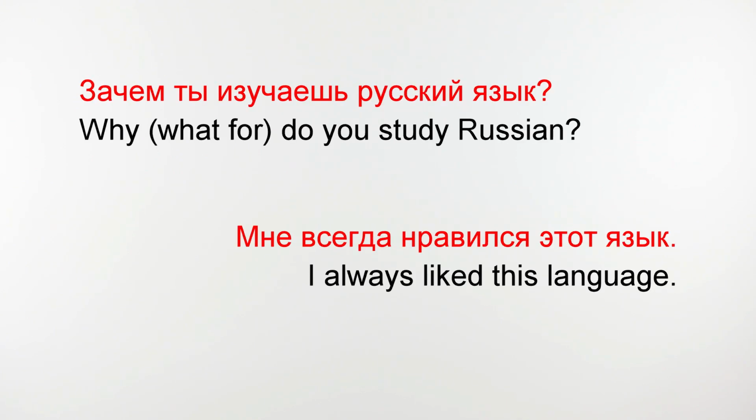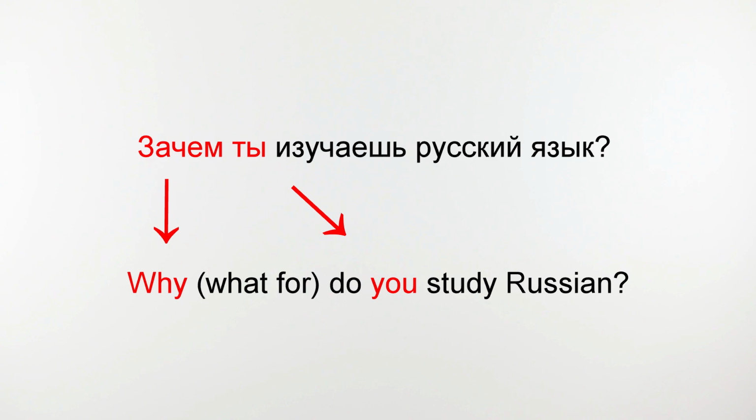As you noticed, in Russian, there is no equivalent to words do, are, is, etc. Let's take a closer look. As an example, we will go back to the question «Зачем ты изучаешь русский язык?» Мне всегда нравился этот язык. Why or what for do you study Russian? I always liked this language. You see, there is no do, only why and you.